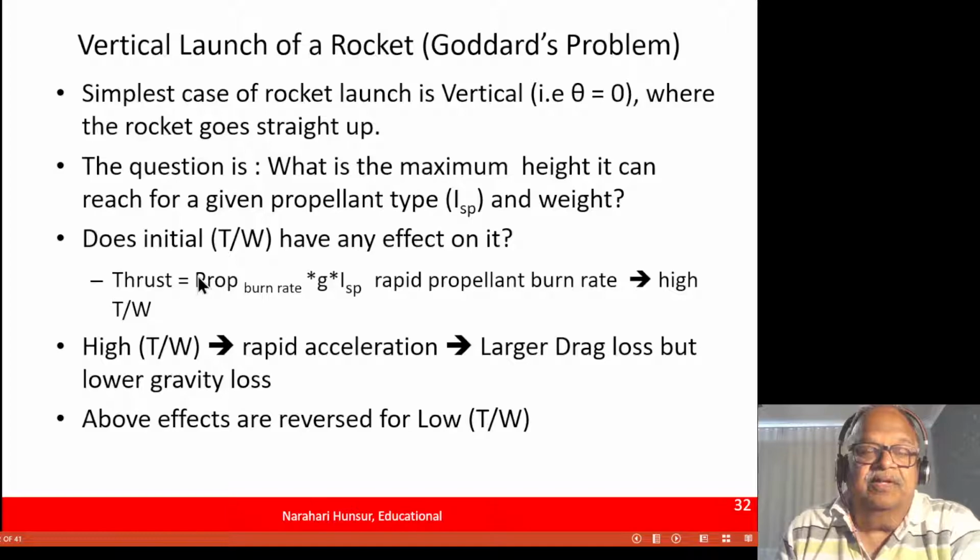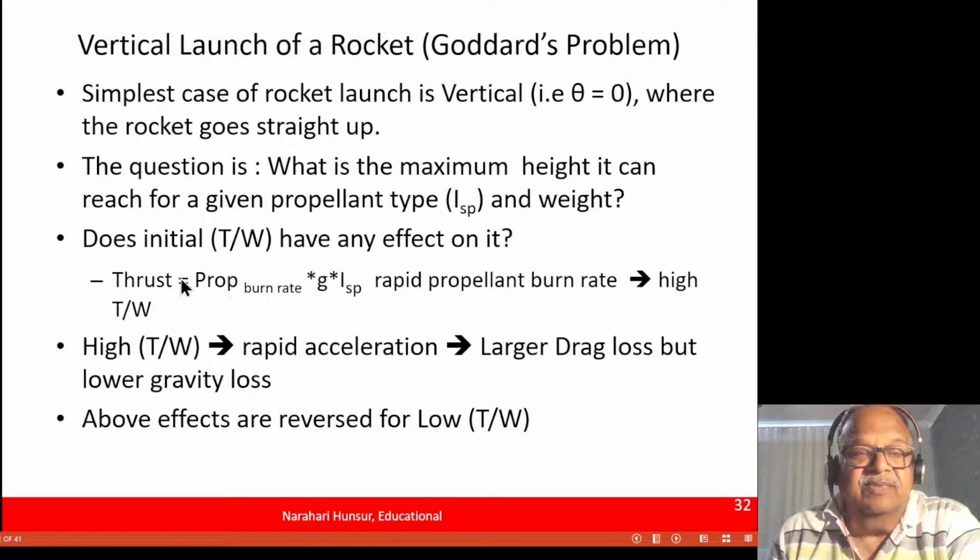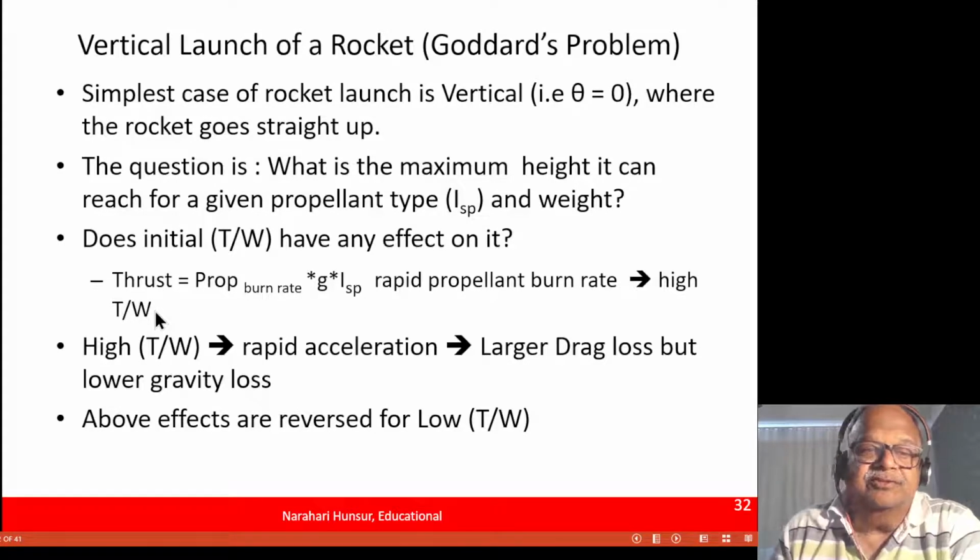Now, I want you to spend a little more time here trying to understand this. I can either have the same propellant burning at a very high rate in terms of kgs per second, or I can have it at a slower rate. If I do it at a slower rate, the thrust will be lower, which also means the thrust to weight ratio will be lower.